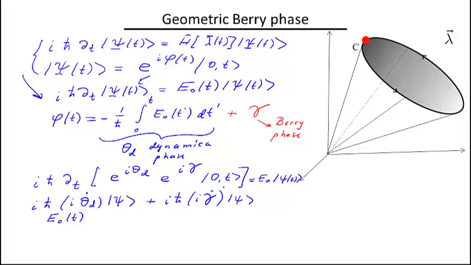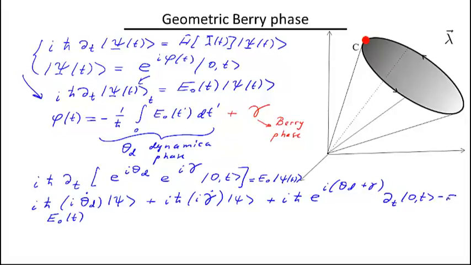So the eigenstates are changing. So the Hamiltonian is changing, and so do the eigenstates. So therefore, there's going to be another term. Let me write it: plus i ħ e to the power i(θ plus γ). Here we're going to have the derivative of this.